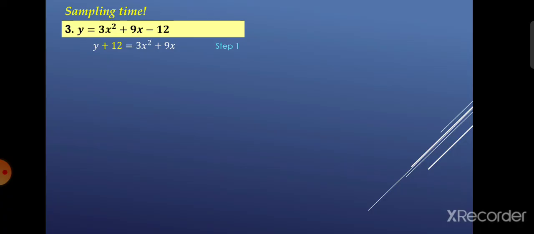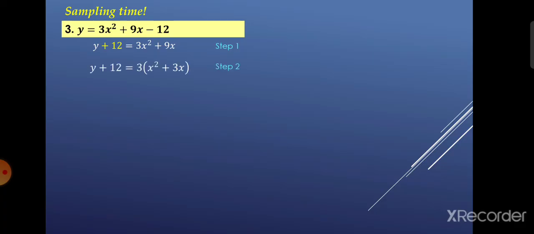Okay, sample time. Earlier there were fractions. What happens if the middle term of the perfect square trinomial is an odd number? So the given expression is y equals 3x squared plus 9x minus 12. To rewrite, the negative 12 is moved as plus 12. So y plus 12 equals, bring down 3x squared, bring down plus 9x.